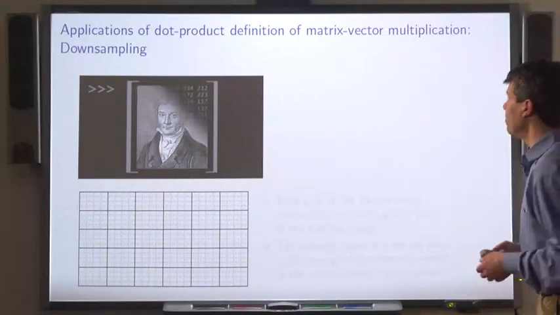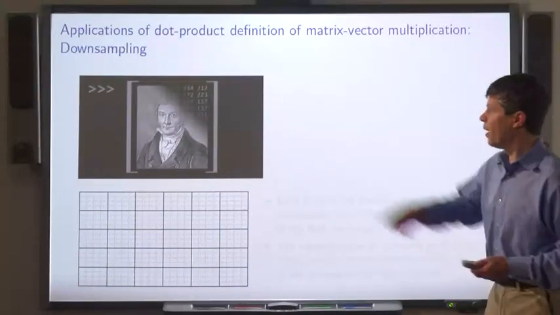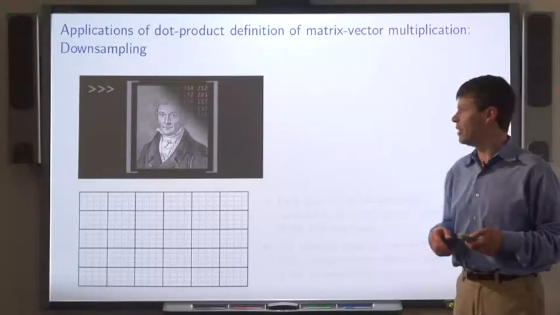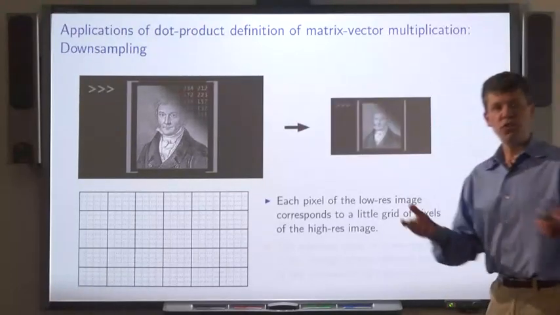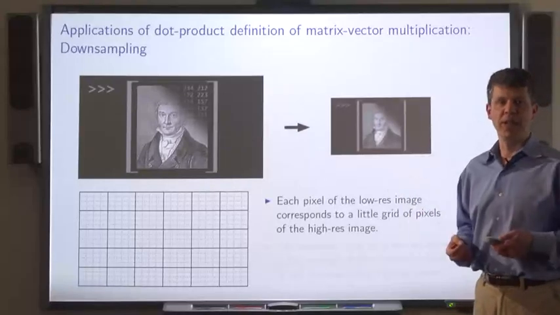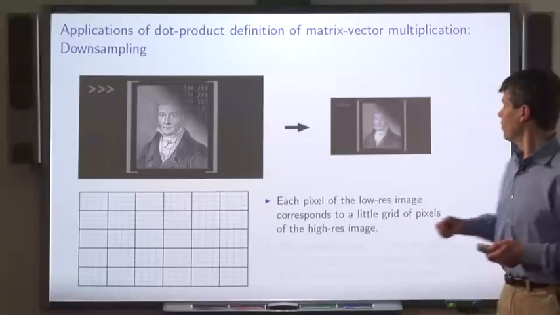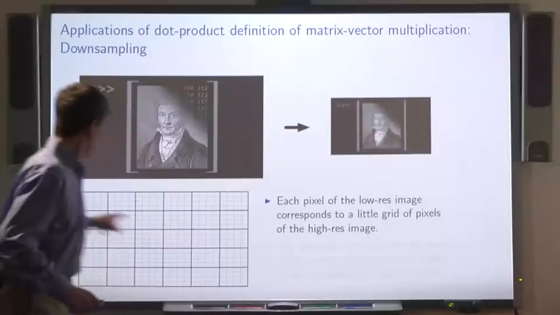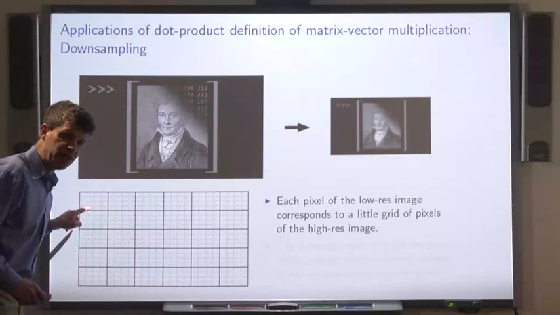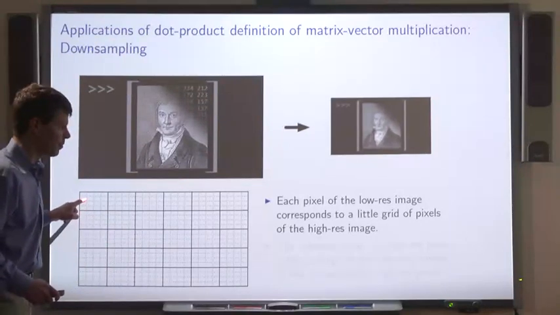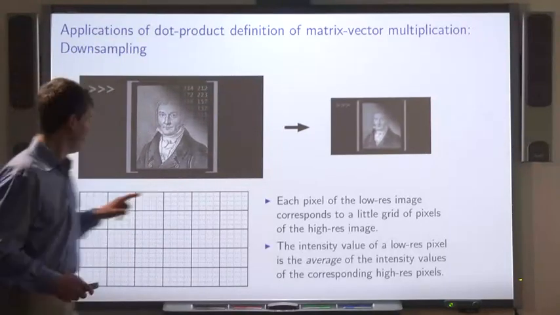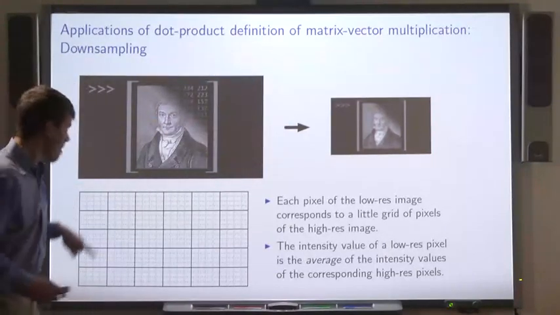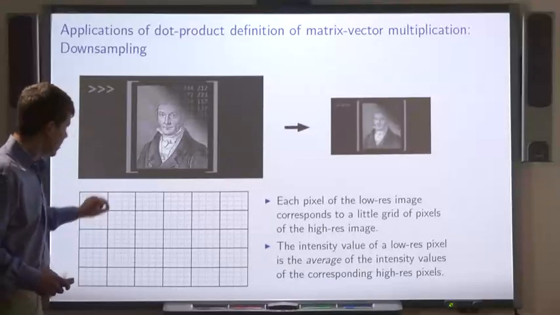Here's a simple example, downsampling. So perhaps I have a large, high-resolution image, and in order to put it on a website, I want to downsample. I want to get a lower resolution image. Here's how I do that. Each pixel of the low-res image corresponds to a little grid of pixels of the high-res image. And the intensity value of the pixel in the low-res image is computed as the average of all those little pixels in that grid.